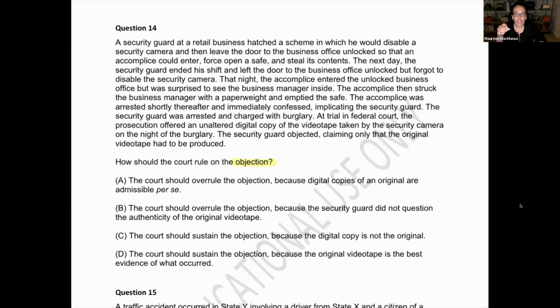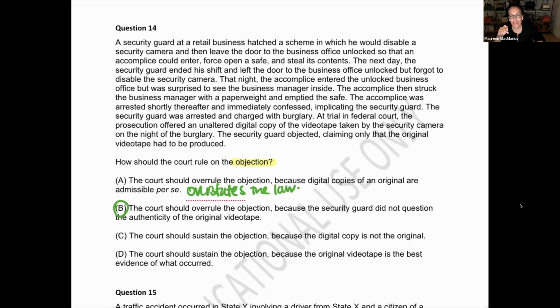A says the court should overrule it because digital copies of an original are admissible per se. This overstates the law. It forgets about the exception. B, the court should overrule it because the security guard did not question the authenticity of the original videotape. That's true. So that gets at the exception. So B is the right answer. And this is true a lot. This happens a lot where B is a good answer because it gets at the exception.